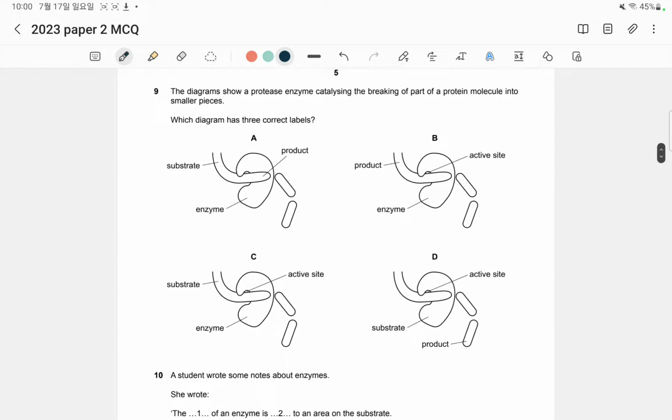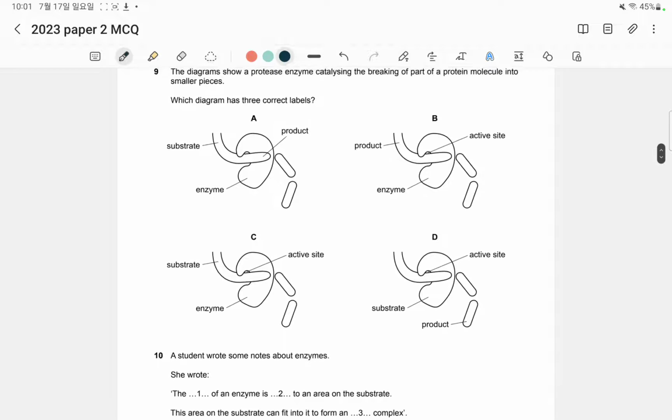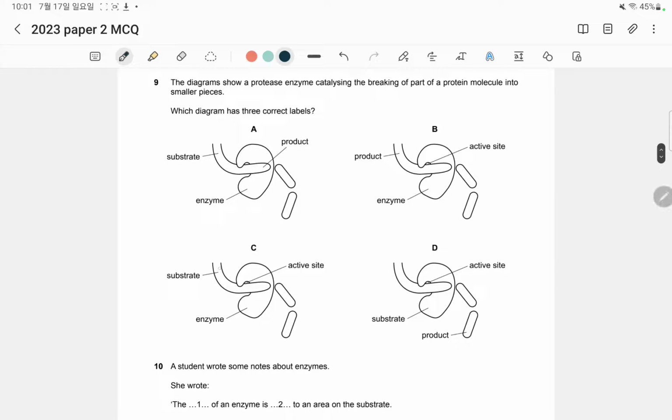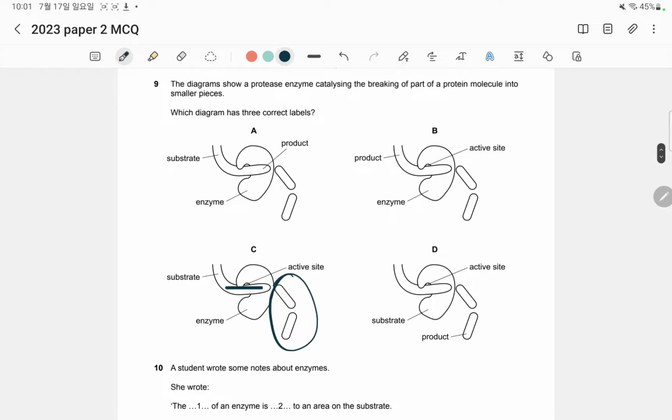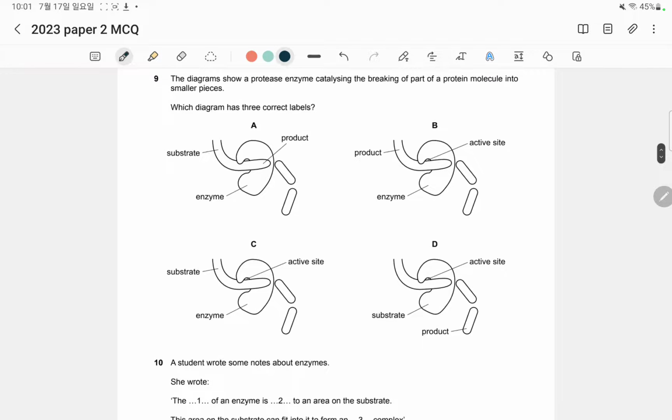Okay, now this question is asking us to choose the option which is correctly labeled. So this would be the substrate, and this would be the product after breaking the substrate into smaller pieces. So the correct answer would be C.